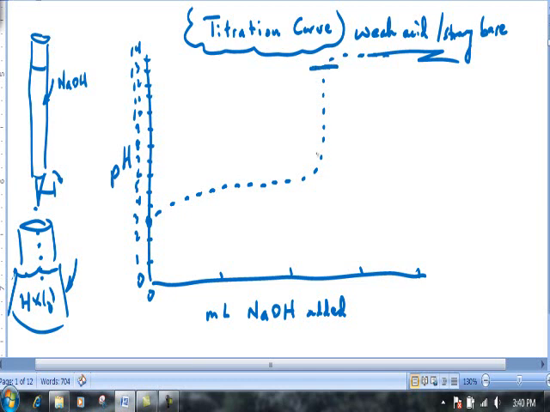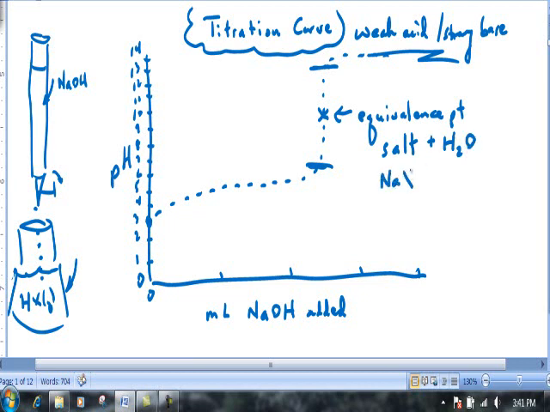We take the break point for when the titration curve goes vertical and then where it levels off horizontally again. The midpoint halfway through this vertical section would be the location of our equivalence point. At the equivalence point, the only thing we have remaining in our solution is just salt and water. In this case, our salt would be NaX, and then we'd have the water present.